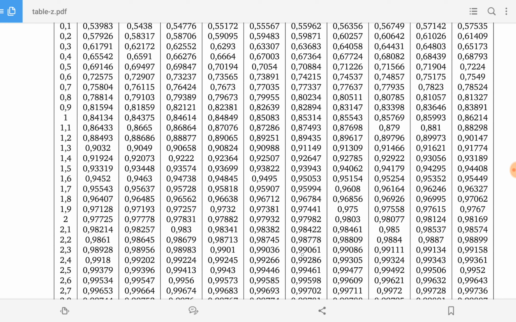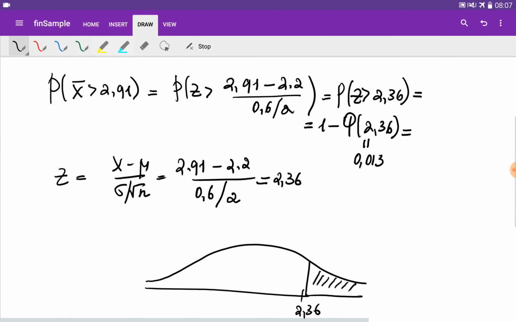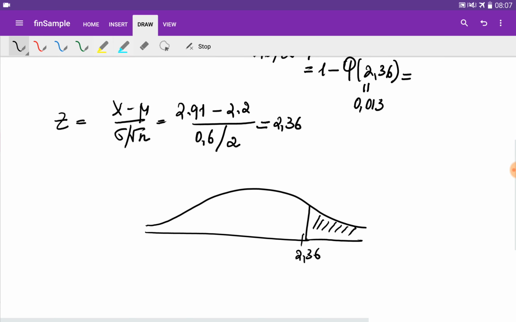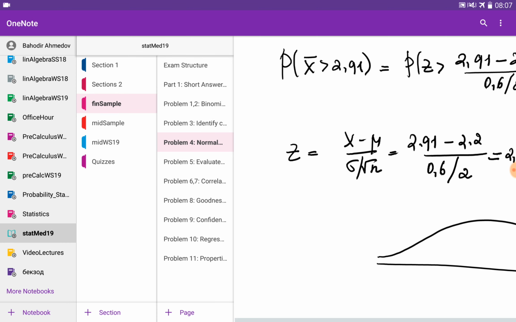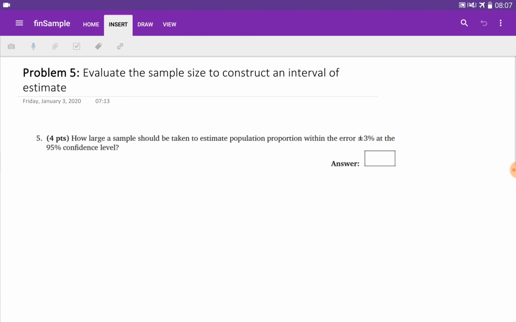2.36, 0.990. Sorry, this is going to be 0.990 roughly. So if we subtract this from the 1, it is going to be 0.01 roughly. Let's go to the next problem.